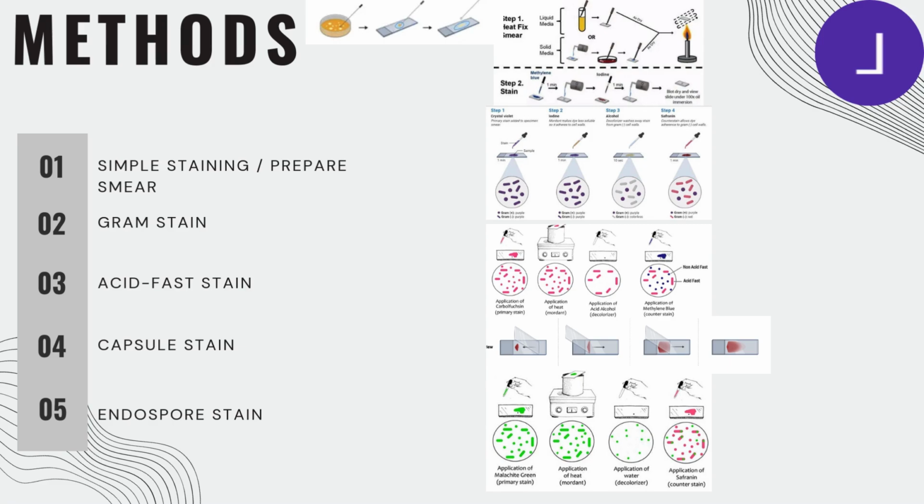Lastly, we have the endospore staining, with malachite green as the main stain, using heat to help it penetrate the endospores. Rinse, then counterstain with safranin.